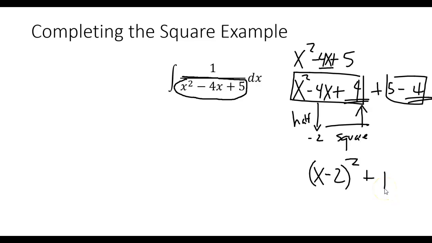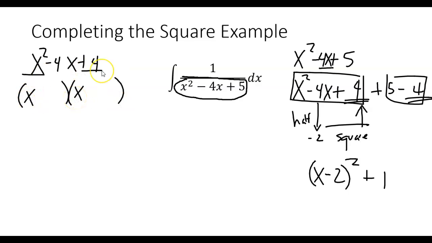Now, if you need help with factoring, I'll show you how I factored that really quick. x squared minus 4x plus 4. All right, so the first thing we do is we ask ourselves what times what makes x squared. That would be x times x. And what times what makes 4? Well, that would be 2 times 2, or -2 times -2. And it turns out that this is the one that would work.